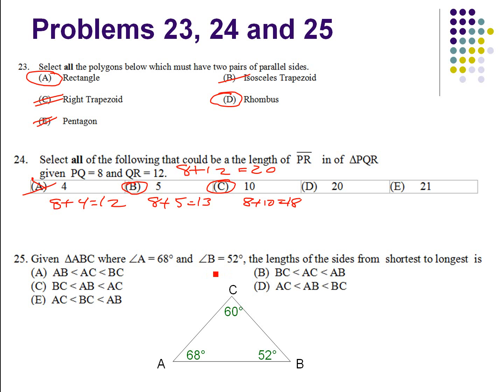Your smallest side is opposite the smallest angle. So my smallest is this side. That's the smallest. So AC has to be one of the front ones. So I can get rid of him, him, and him. Okay, my longest side is opposite the biggest angle. So BC, this is the largest. So my largest one is going to be BC. That's this one, not this one. So therefore my answer was D.